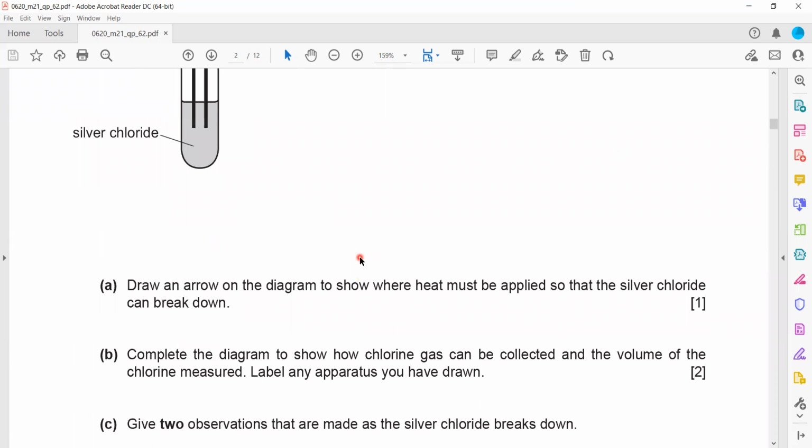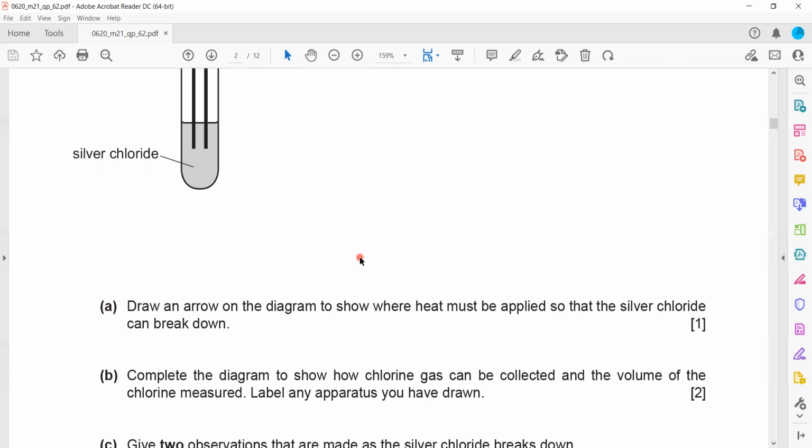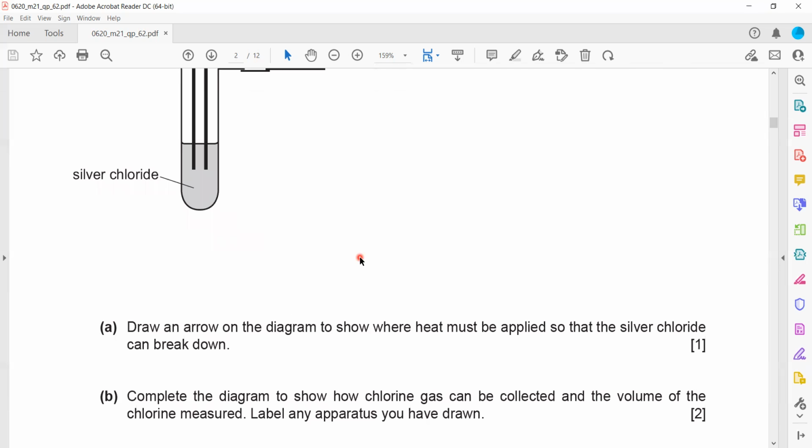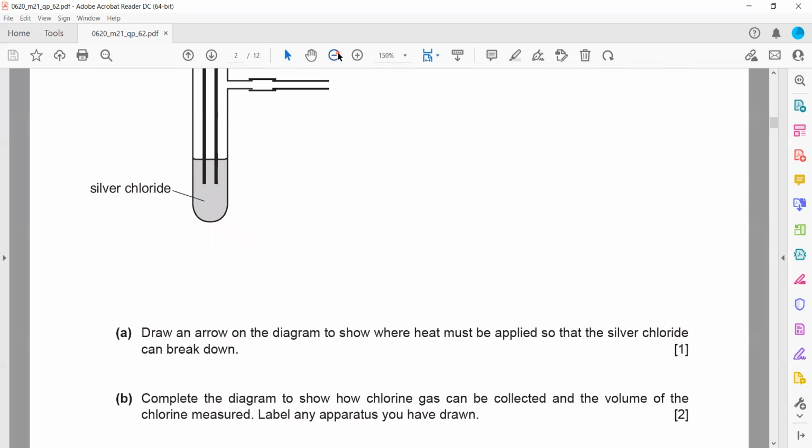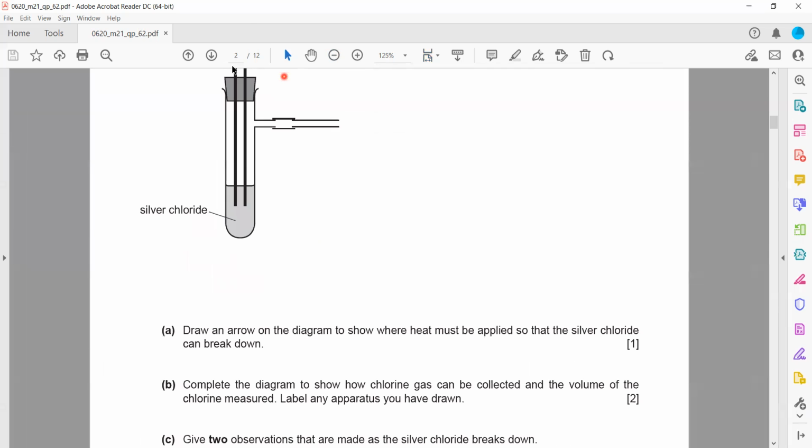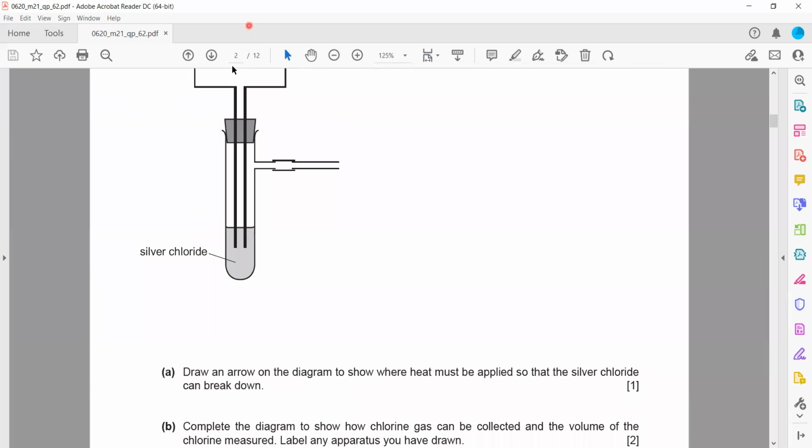Draw an arrow on the diagram to show where heat must be supplied to silver chloride. So where should we supply the heat energy? Heat should be supplied to the silver chloride. So we'll draw an arrow here.